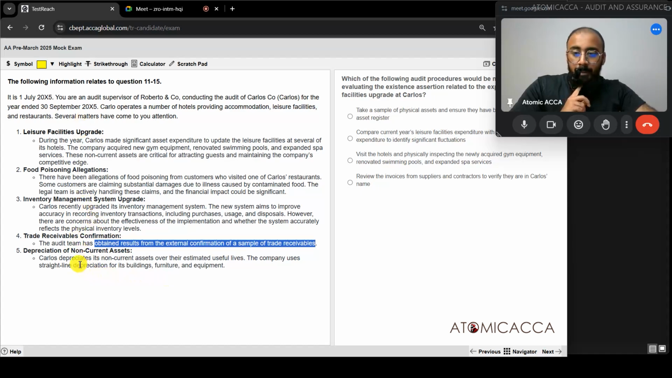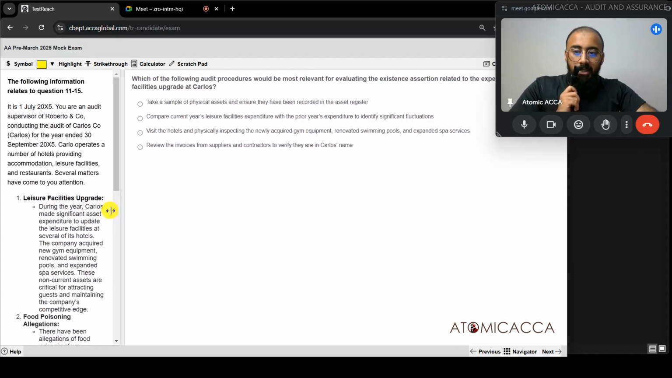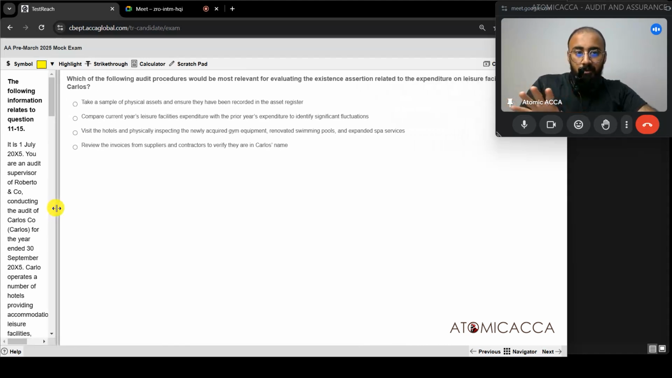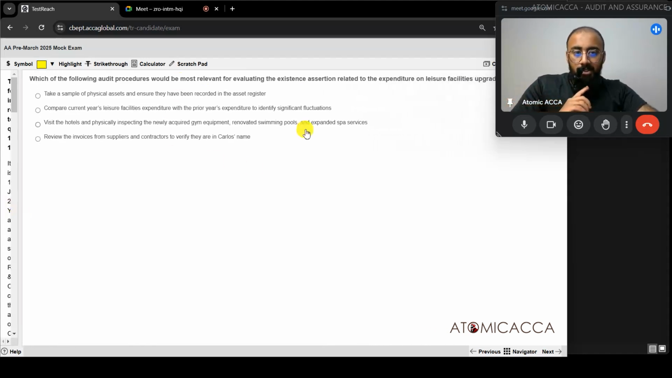Then depreciation of non-current asset. Carlos depreciates its non-current asset over their estimated life. Company uses straight line depreciation for building, furniture and equipment. All right. So we understood the case study part, what all are the information given. Let's read the questions one by one.